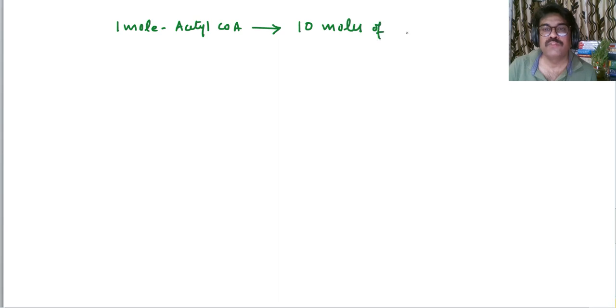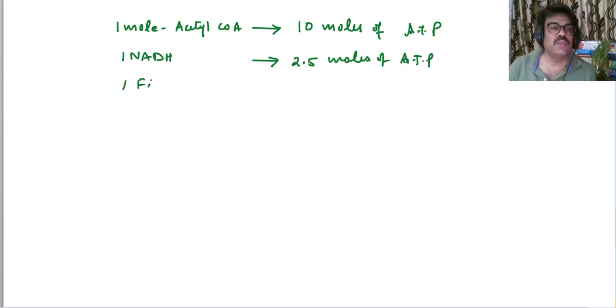So remember this: one molecule of acetyl coenzyme A will give 10 moles of ATP, one NADH will give 2.5 moles of ATP, and one molecule of FADH2 will give 1.5 moles of ATP.